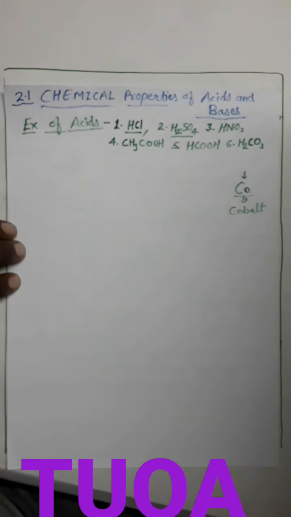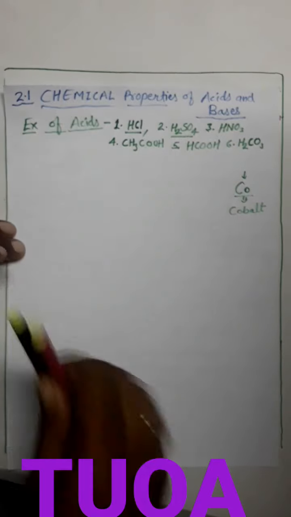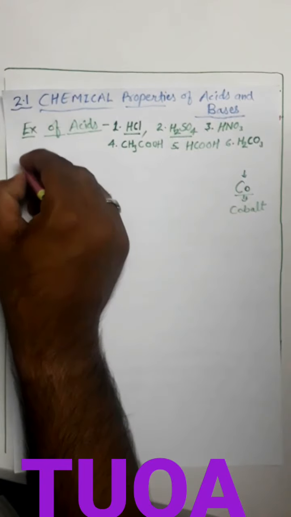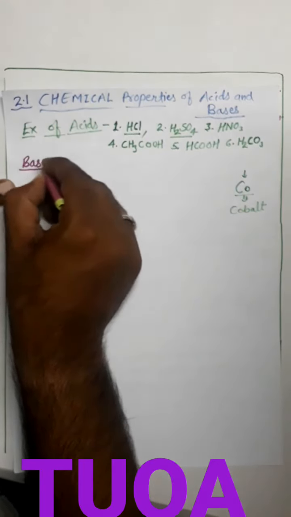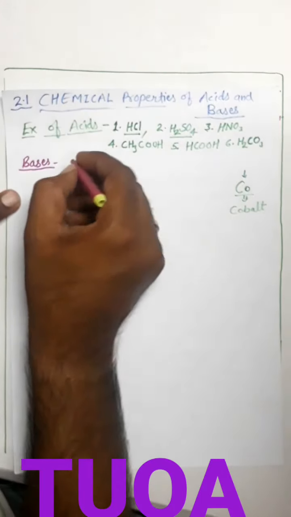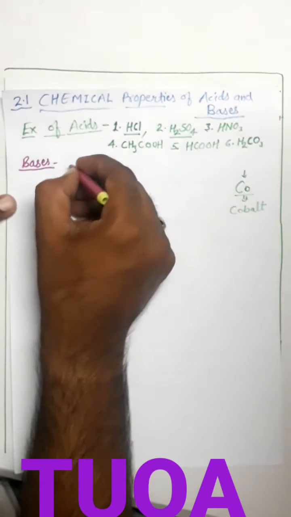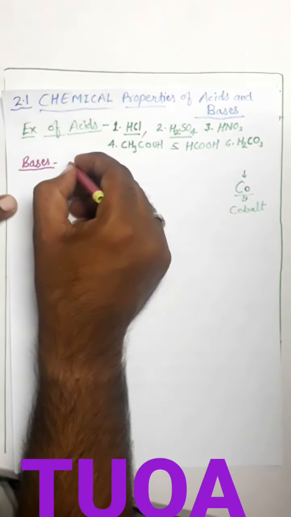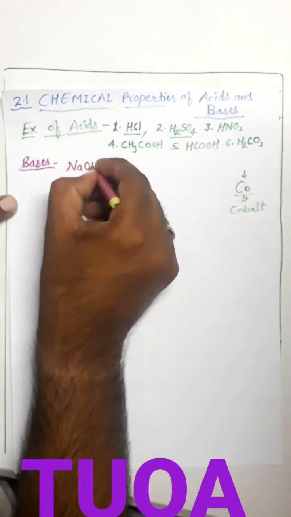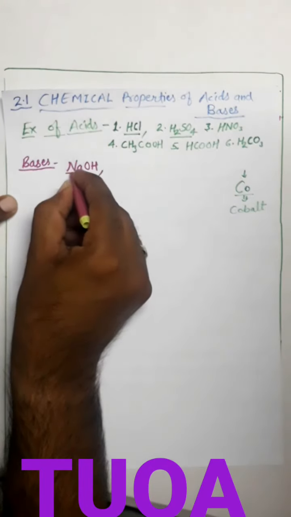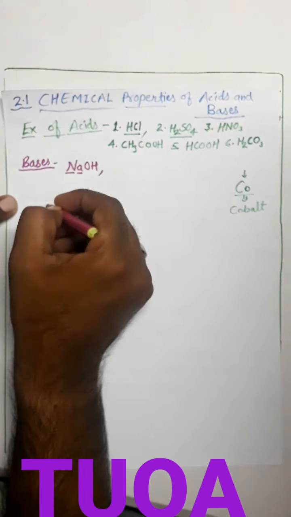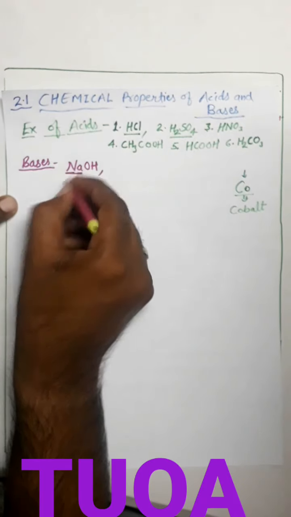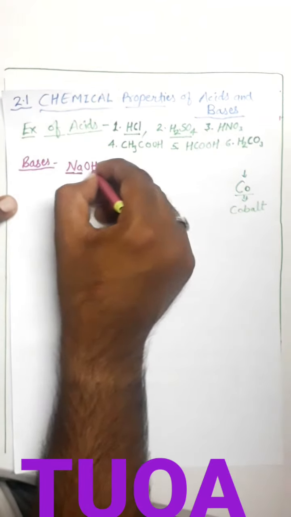Okay. Next, there are some examples of bases, because here bases are also important. The very first example of base is sodium hydroxide. I am writing here only the chemical formula. Name you can write sodium hydroxide, NaOH. In this, look here, N capital, then small a, because this element symbol is made up of two letters in which the first letter is capital and the second letter is small. Take care about this. This is sodium hydroxide.